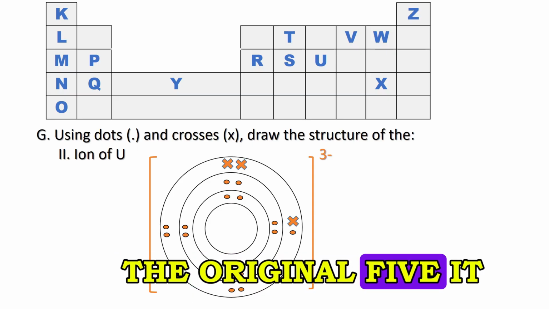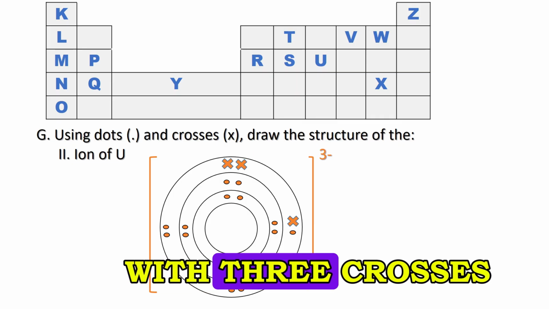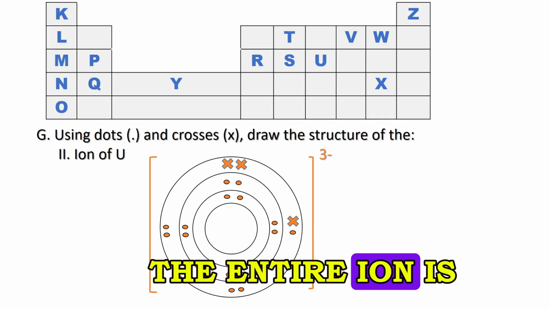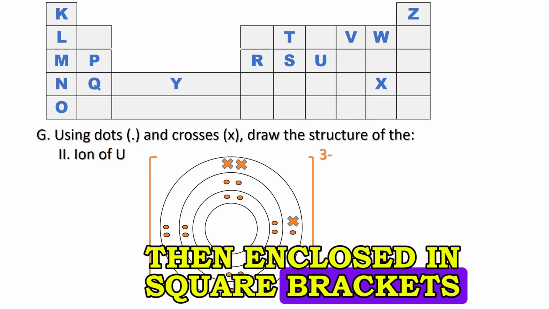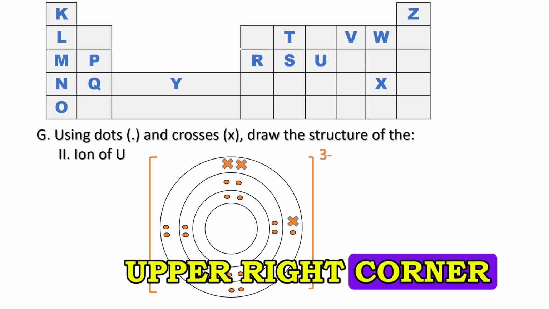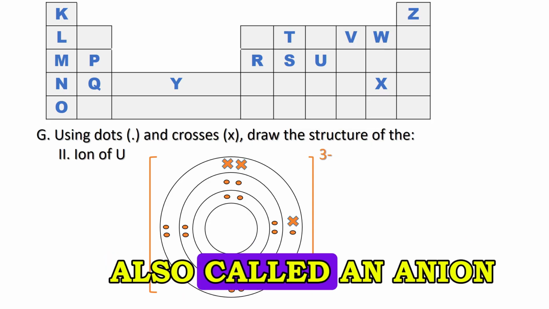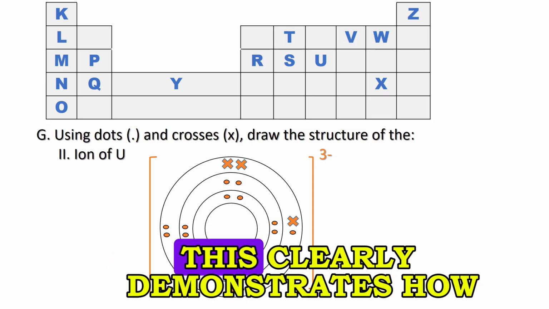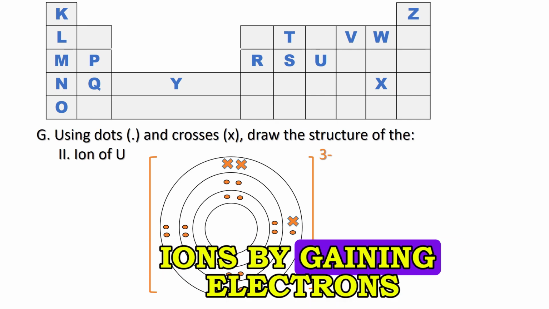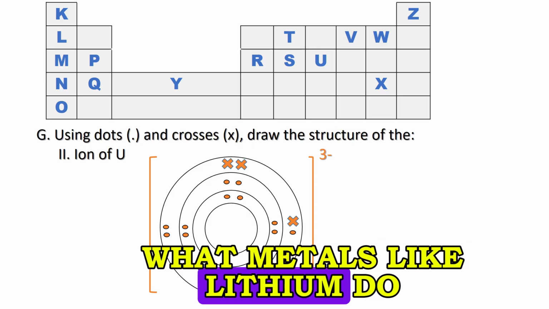The original 5 it had, plus the 3 gained. I have indicated them with 3 crosses, from a metal during bonding. The entire ion is then enclosed in square brackets, with a small 3- charge at the upper right corner to show that it's now a negatively charged ion, also called an anion. This clearly demonstrates how nonmetals form negative ions by gaining electrons, the exact opposite of what metals like lithium do.